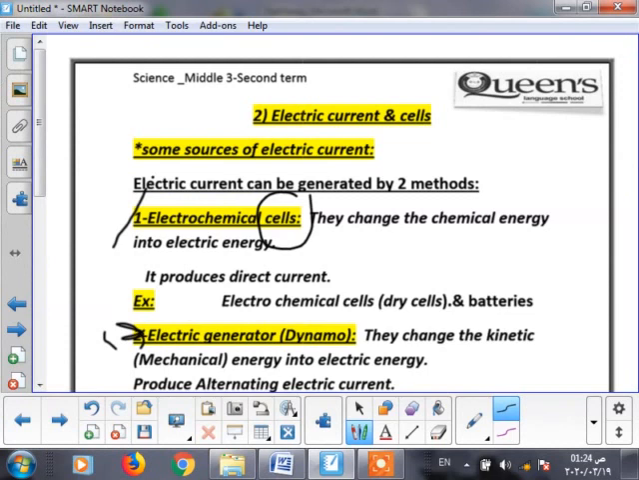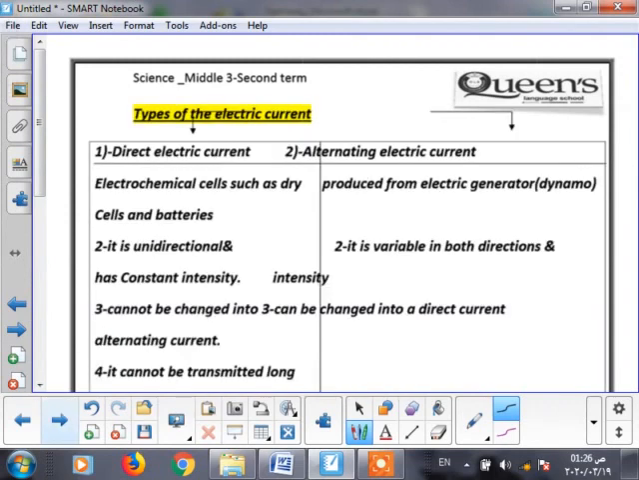Electrochemical cells are like the dry cell and the battery. What about the electric generator, like the generator found in our car or in the bicycle? So, how many types of electric current do we have? We have two types, direct electric current and alternating electric current. The direct electric current is produced by electrochemical cells such as the dry cell and the battery. What about the alternating? It is produced from the electric generator or dynamo.